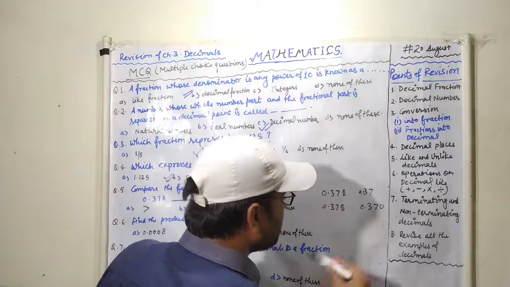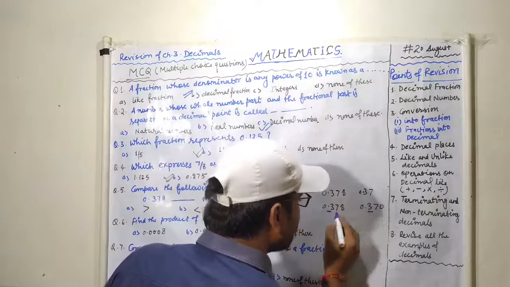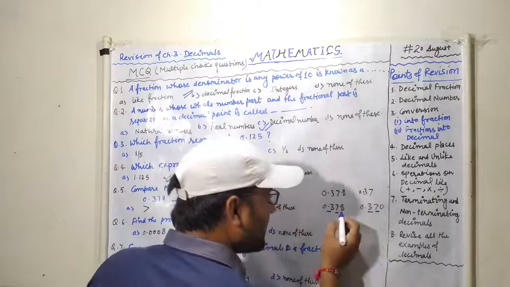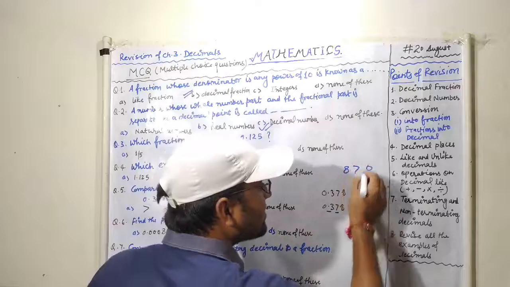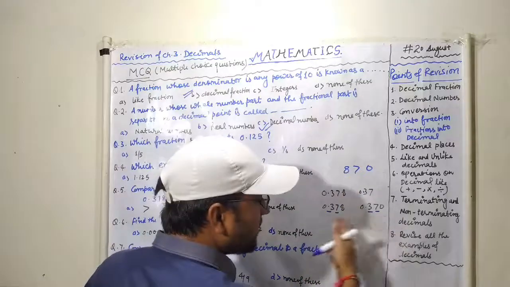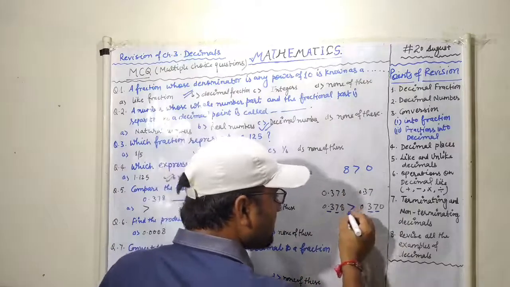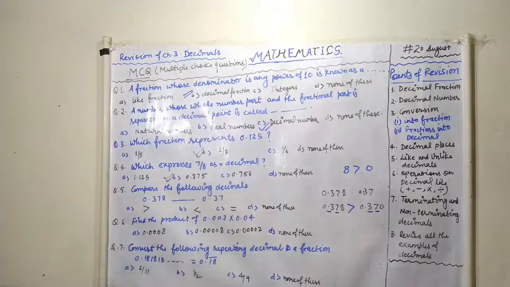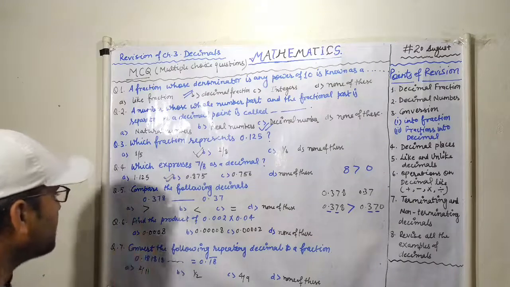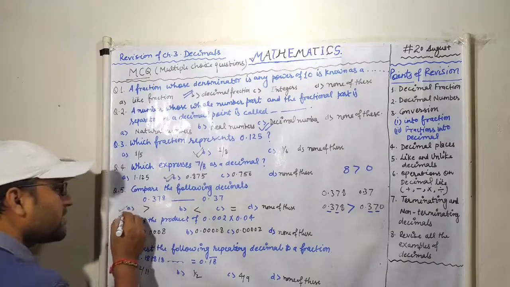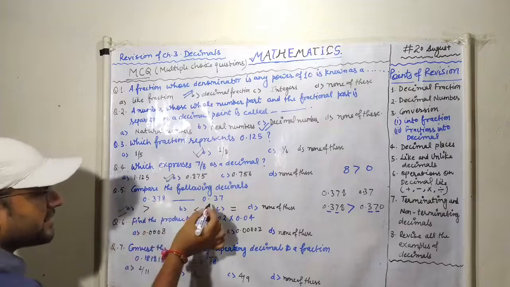Here is a 3, here is also 3, 7, here is a 7, and then here is an 8 and 0. Which one is greater, 8 or 0? So 8 is greater than 0. So which decimal number is greater in this one? 0.378 is greater than 0.370. So your options, which one will you use? Option A. 0.378 is greater than 0.370.